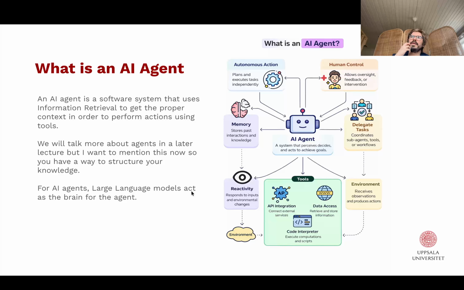So basically, what's an AI agent? An AI agent is a software system that uses LLMs as a brain and uses information retrieval to get the proper context or understanding in order to solve problems. So it combines two parts: one part is information retrieval, getting the right context or understanding, and the other is actions, using software or functions, like traditional software, to perform actions in the world.